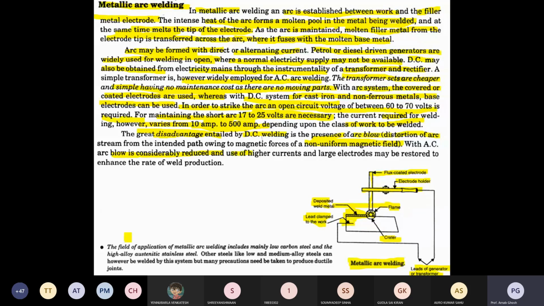Another important point is the field of application of metallic arc welding. What are the most important fields? Mainly low carbon steel and high alloy austenitic stainless steel, which are normally used. Other steels like low and medium alloy steels can however be welded by this system, but many precautions need to be taken to produce ductile joints. These are all very important features of the welding. I think you are able to understand the important features of metallic arc welding.